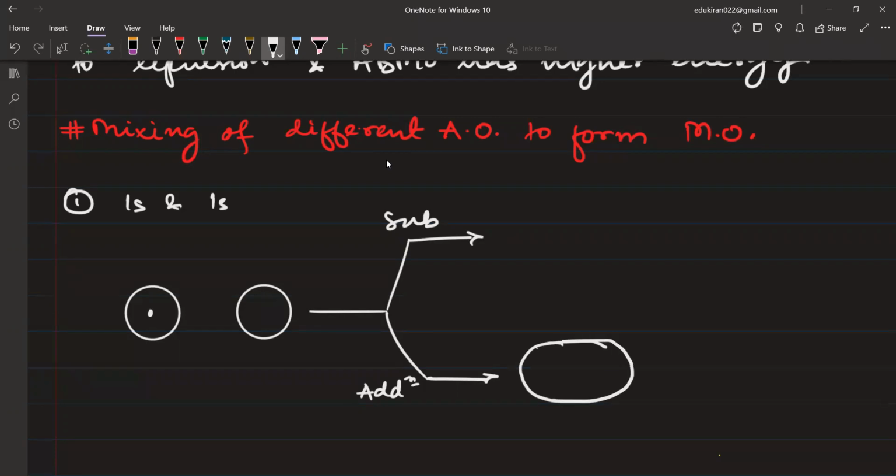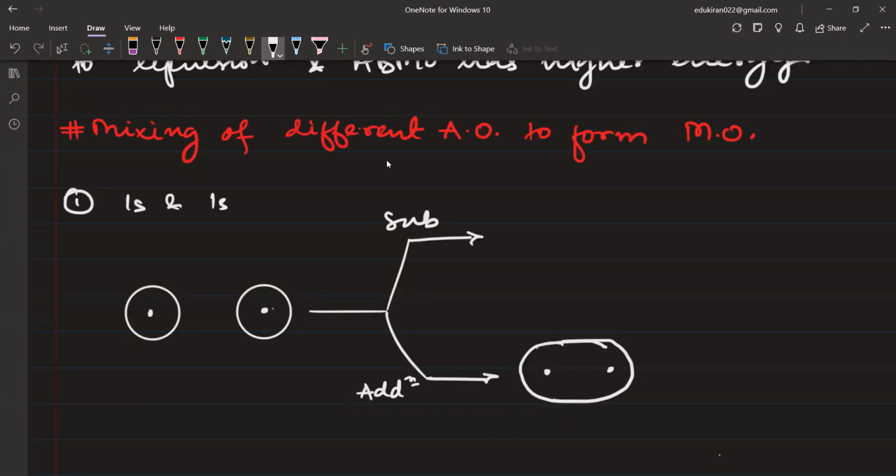This is one nucleus, this is the other nucleus. Here we have the two nuclei, and in between there are all the electrons. Most of the electron density is present between the nuclei. But when subtraction happens, we are going to get something different.